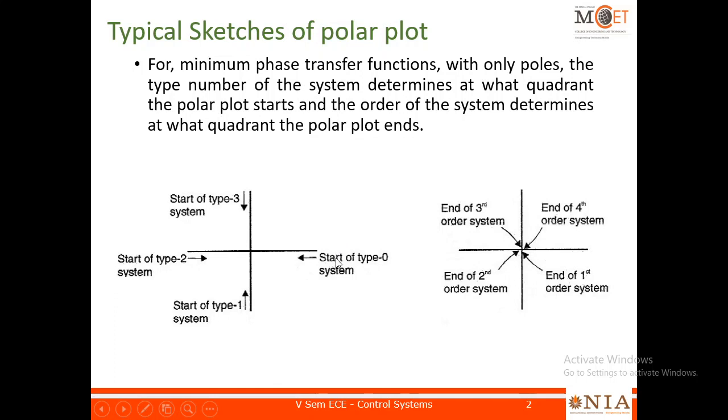If your given system is of type 0, it will start in this quadrant. If it is of type 1, it will start in this quadrant. If it is of type 2, it will start here in this quadrant. And if it is of type 3, it will start in this quadrant. So these are the guidelines. And the ending point will be in this quadrant between these two lines if it is a first order system. If it is a second order system, it will be somewhere between these two lines. If it is a third order system, it will lie in this quadrant, and if it is a fourth order system, it will lie in this quadrant.